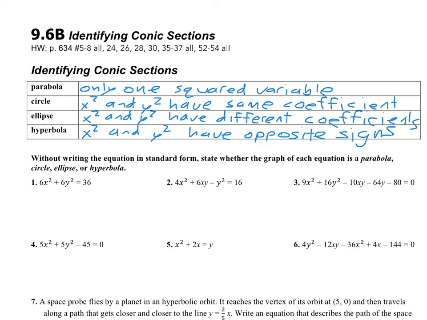Alright, so for numbers 1 through 6, we're just going to look at the equation. We don't have to write it in standard form. We're just going to write what it is. So looking at number 1, we could tell right away it's a circle. So it's not a parabola because x squared and y squared are both squared. It's not a hyperbola because there's a plus, and they both have a 6 in front, so that makes it a circle. Okay, number 2, positive 4x squared, negative y squared, because one's subtraction, that makes it a hyperbola.